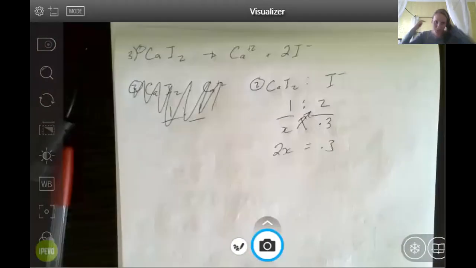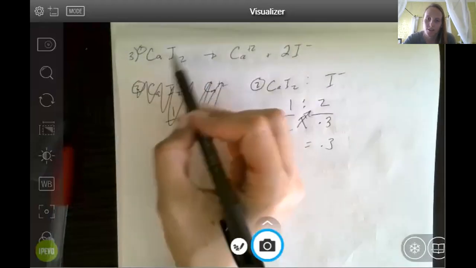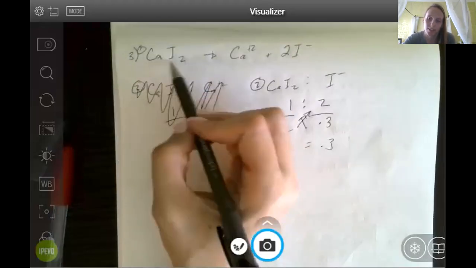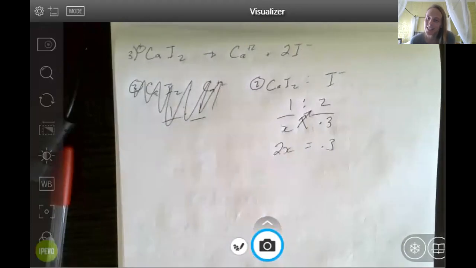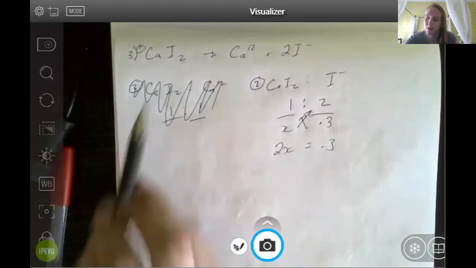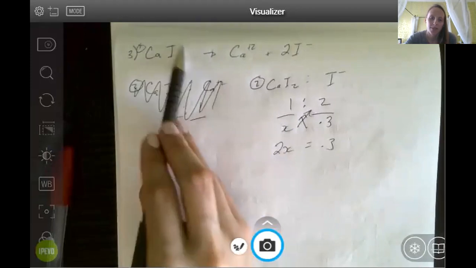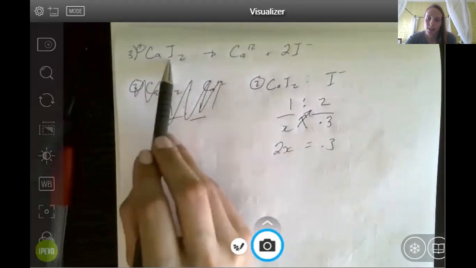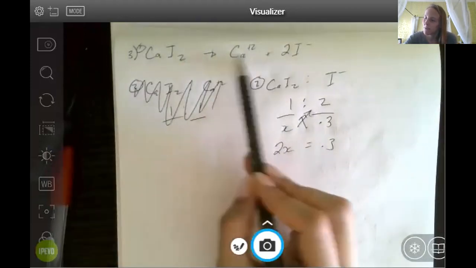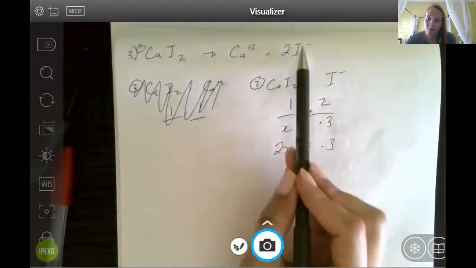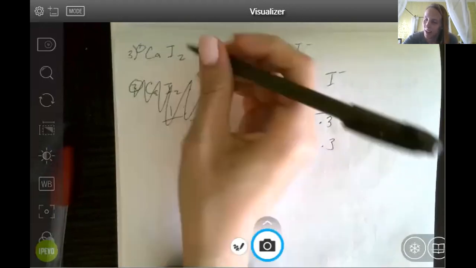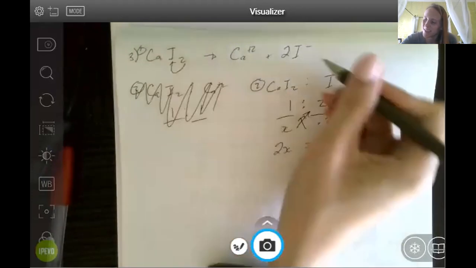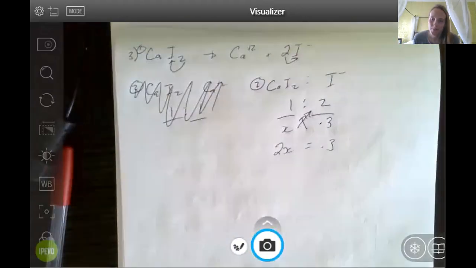Okay, for the second one, we have calcium iodide. Again, don't forget to cross over your charges to figure out what calcium iodide looks like. It is CaI2 because calcium has a charge of +2. This is an ionic compound because there's a metal and a nonmetal, which means it's going to break down into that calcium ion and the iodide ion. And then don't forget to balance it.